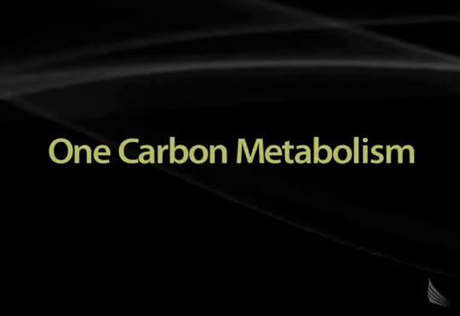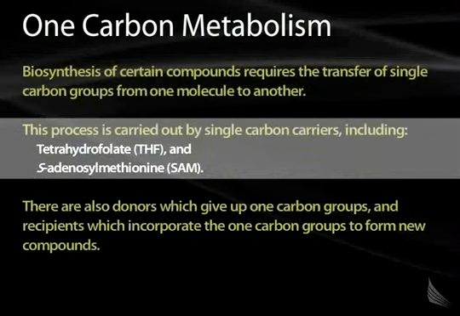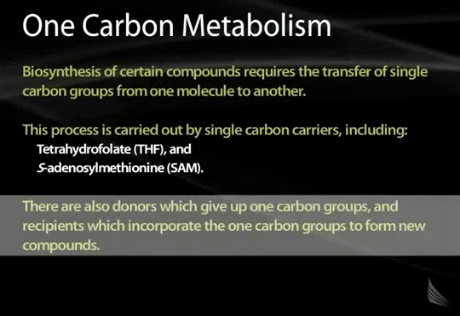Next, in the same section, we want to talk about the degradation of a few other amino acids. And these amino acids are lumped into a category that we call one-carbon metabolism. Now, we call it that because of this feature of biosynthetic pathways. Certain compounds require that single carbon groups get transferred from one molecule to another as we're degrading some macromolecules and synthesizing others. And this process is carried out by molecules which carry these single carbon groups from one molecule to another. And these are things like tetrahydrofolate and S-adenosylmethionine. There are also donors which give up these one carbon groups and recipients which incorporate the one carbon groups to form these new compounds.